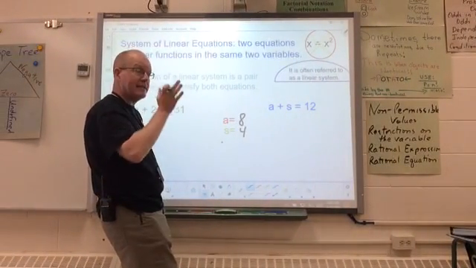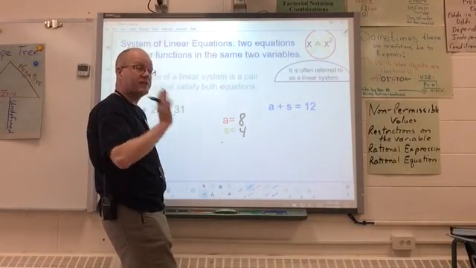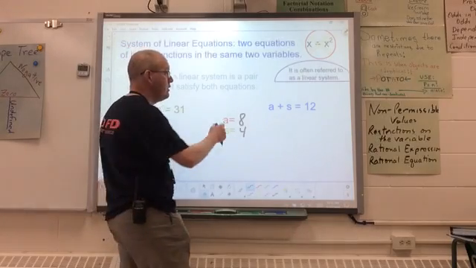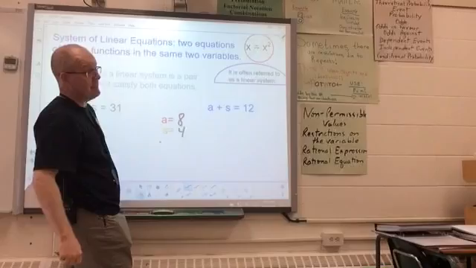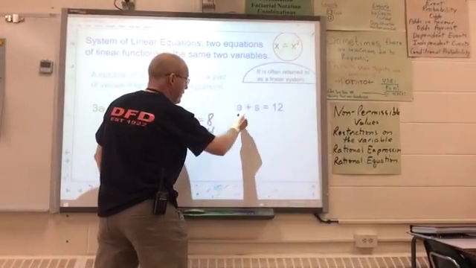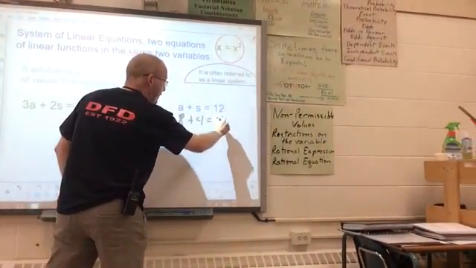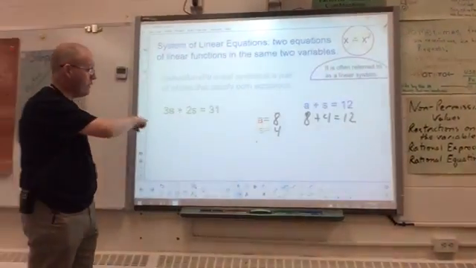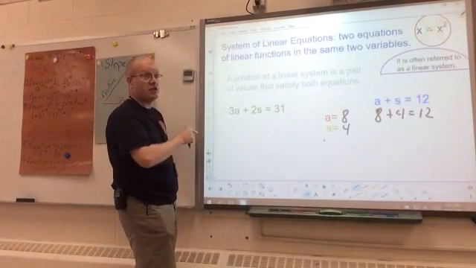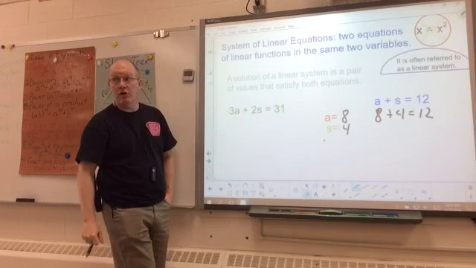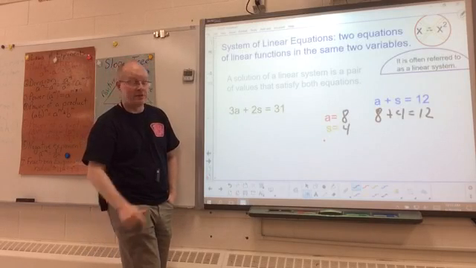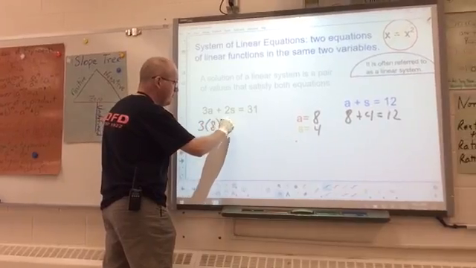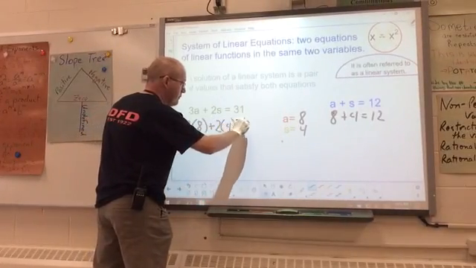We're going, as I said, we're not solving it, but I'm giving you a possible answer, and you're checking. So we check this equation first because it's the easy one to do. Everybody can go 8 plus 4 is 12. So it works there, but what about over here? Here you have to show a couple steps. You have to show work for this one. I will not accept an answer alone. 3 times 8 plus 2 times 4.